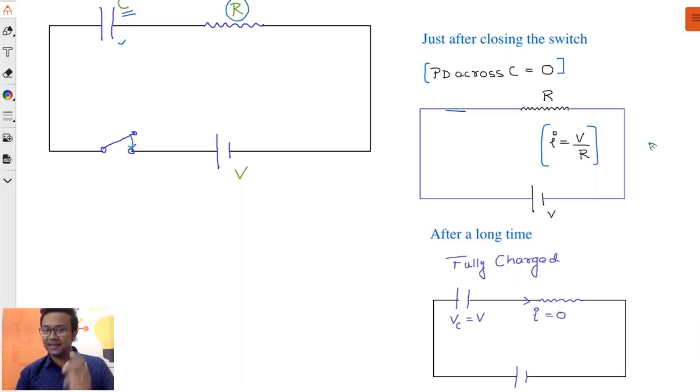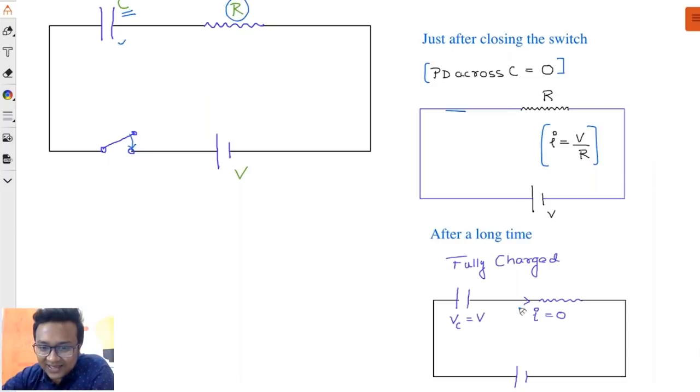Now, that is the basic idea. Just after closing the switch, what is happening? We just replace all the capacitors, or the branches that have a capacitor, by a simple straight wire. That is the first idea. The second idea. After a very long time, what is going to happen? After a very long time, my capacitor, students, is going to get fully charged. Now, if my capacitor gets fully charged, then the branch which contains the capacitor, what is going to happen to that? Then no current is going to flow through that particular branch.